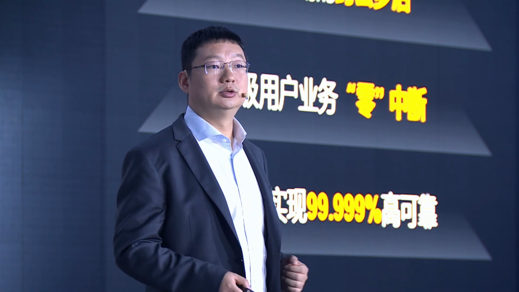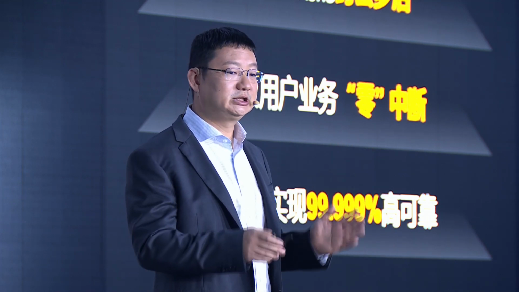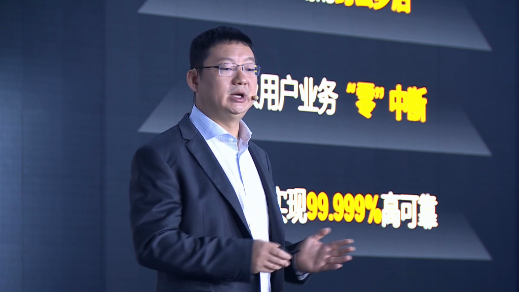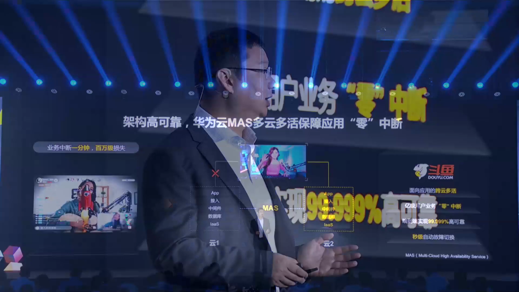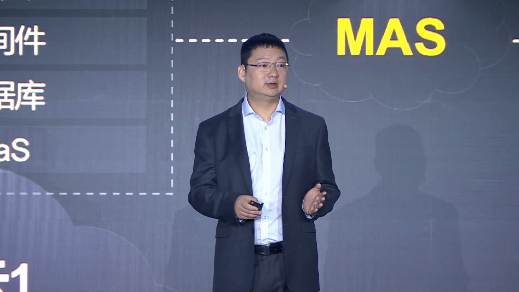Huawei Cloud MAS multi-cloud HA service helps enterprises build an application-oriented cross-cloud multi-active architecture, implementing traffic switching between multiple clouds within seconds, preventing various service accidents. For example, Huawei Cloud MAS provides services for Douyu, a leading game live streaming platform in China. This ensures zero downtime and automatic failover within seconds for hundreds of millions of users.